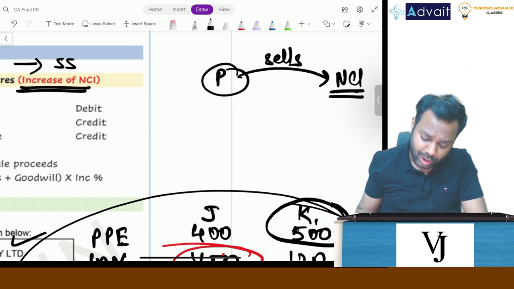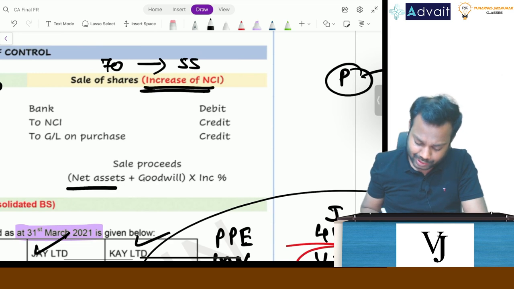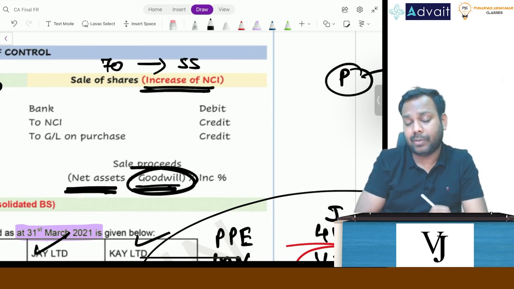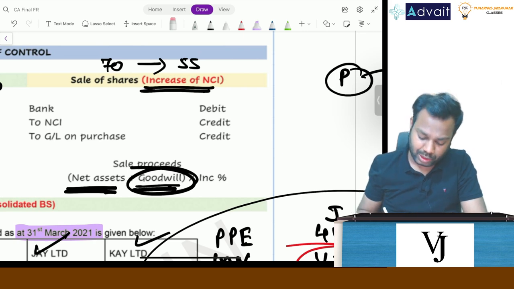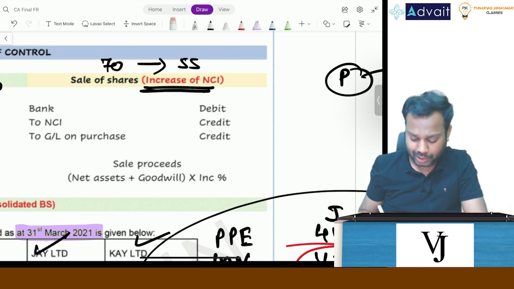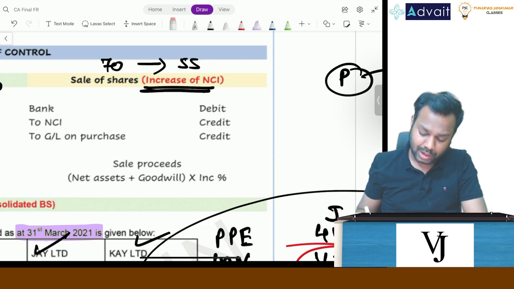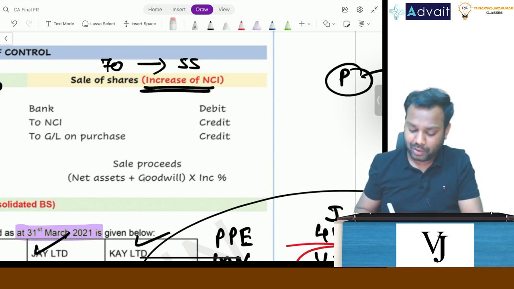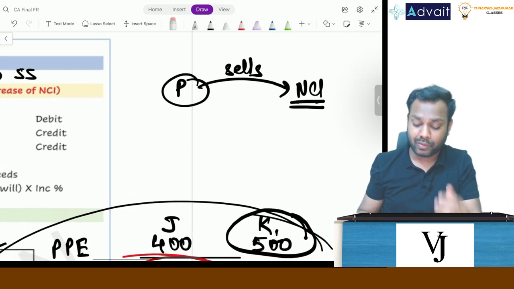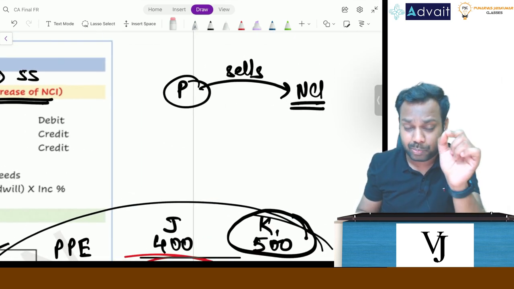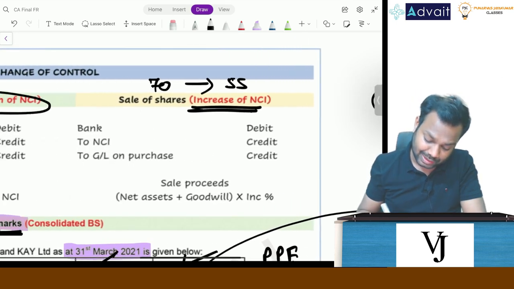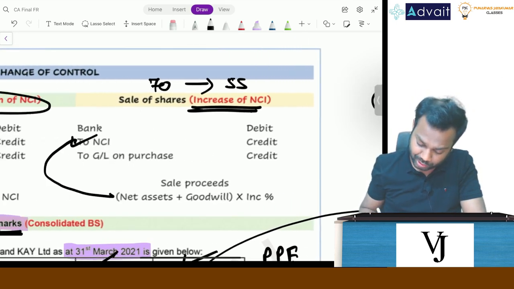So over and above the value of net assets, the parent company will also try to recover the value of goodwill. Okay, so what we have to do, we have to see on the date of acquisition what is the value of net assets, 100%, what is the value of goodwill, and what is the percentage that we are selling. That is the value of the increased portion of goodwill, NCI, okay? So that's the portion with which you have to increase NCI. This is how we have to calculate NCI.